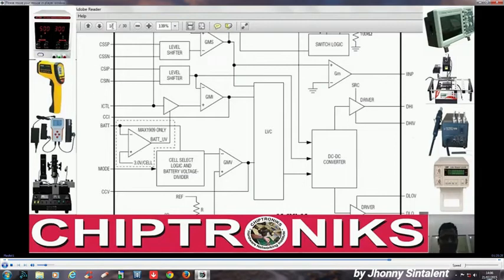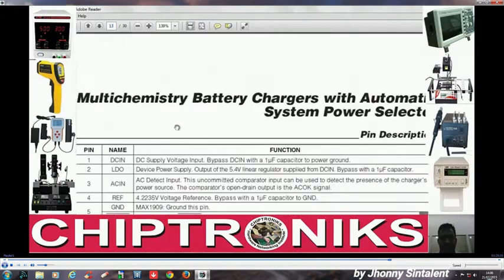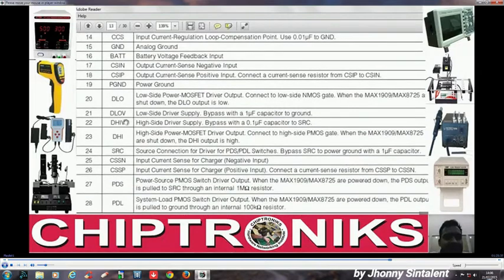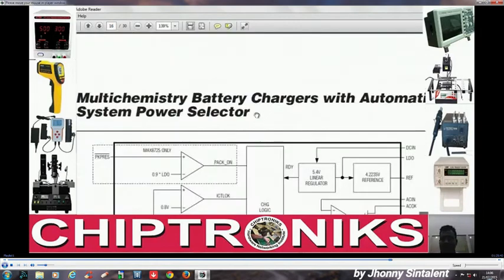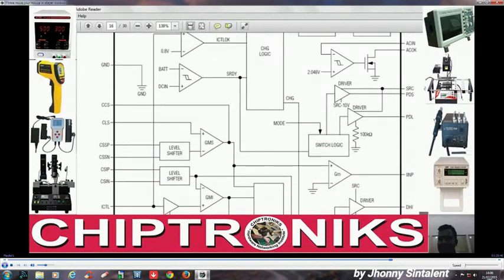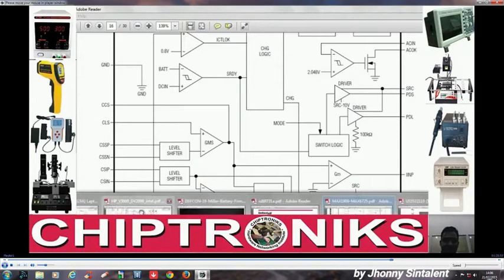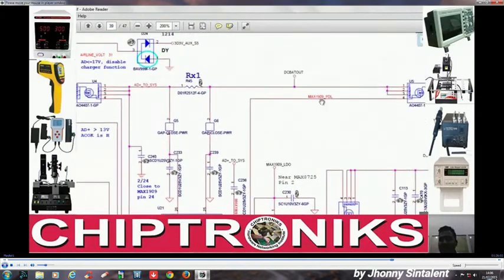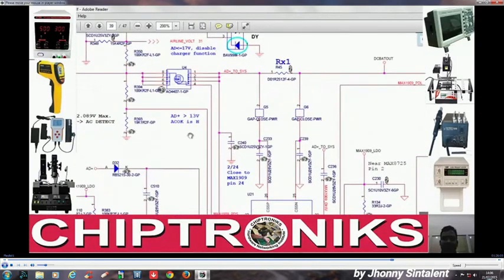Okay, let's go back to page number 13. This is basically DLO, DLOV and DHIV, and SRC. We'll just go back to 16. You see over here what SRC is. SRC is the top connection of the inside driver for generating PDS and PDL. PDL is the gate output to control this switch, and PDS is the gate output to control this switch.